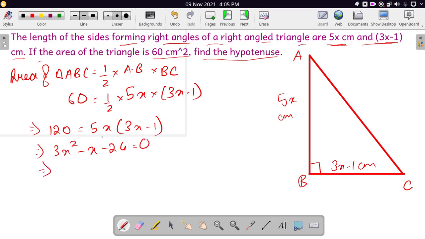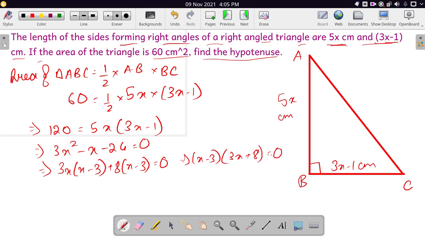Now it is 24 into 3, 72. So how will you break it? 72 can be broken into 9 into 8. So this is 3x plus 8 into x minus 3 equal to 0. I'm doing it directly. Now we have two factors, x minus 3 and 3x plus 8 equal to 0. x cannot be equal to minus 8 by 3. So x is equal to 3.